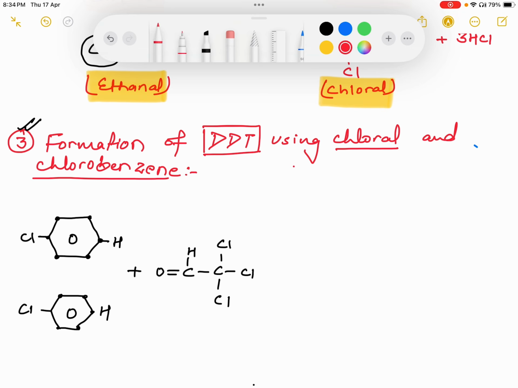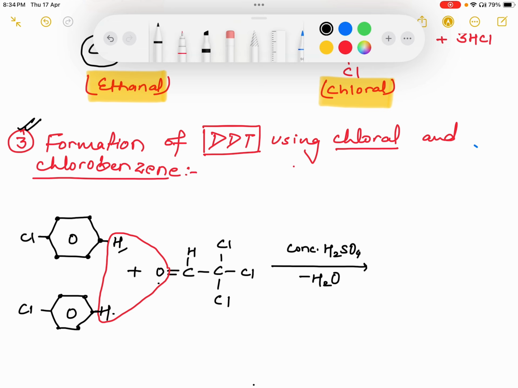So what will exactly happen is this O will take away these two hydrogens, and what it will form is water, which will be liberated right there. The reaction takes place in the presence of conc H2SO4. What will come out? H2O or water will come out. These two hydrogens and this one oxygen will liberate as water.